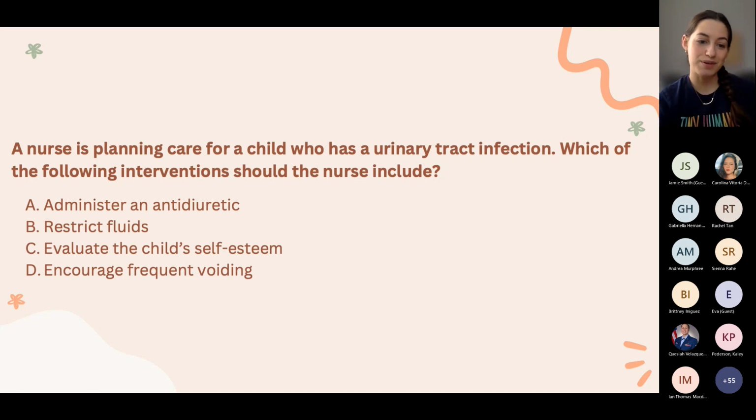All right, awesome job, you guys. You got that one really fast. The answer is encourage frequent voiding. This is just going to flush out all the bacteria through the urinary system. So great job.